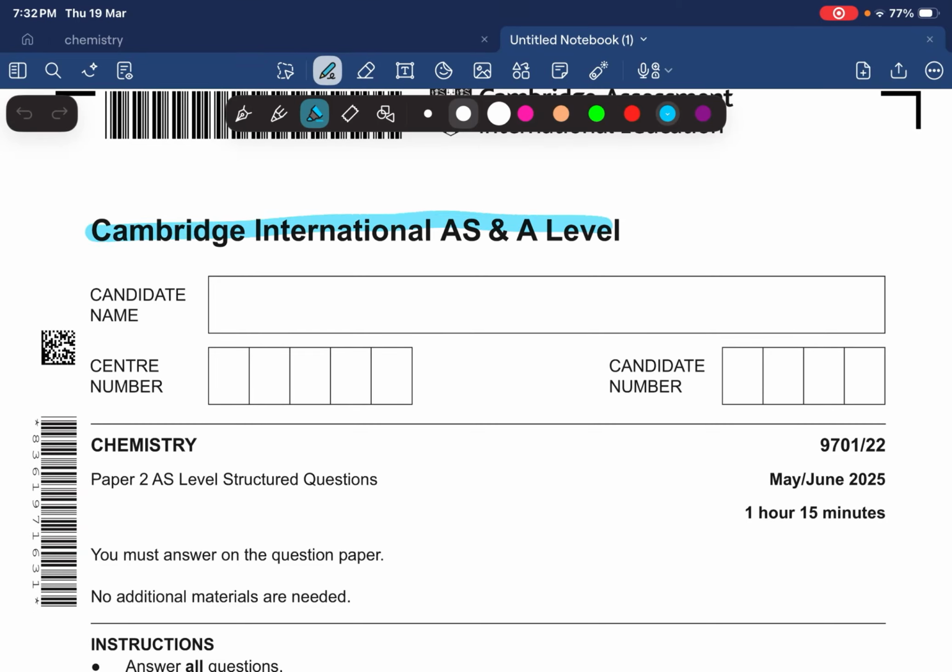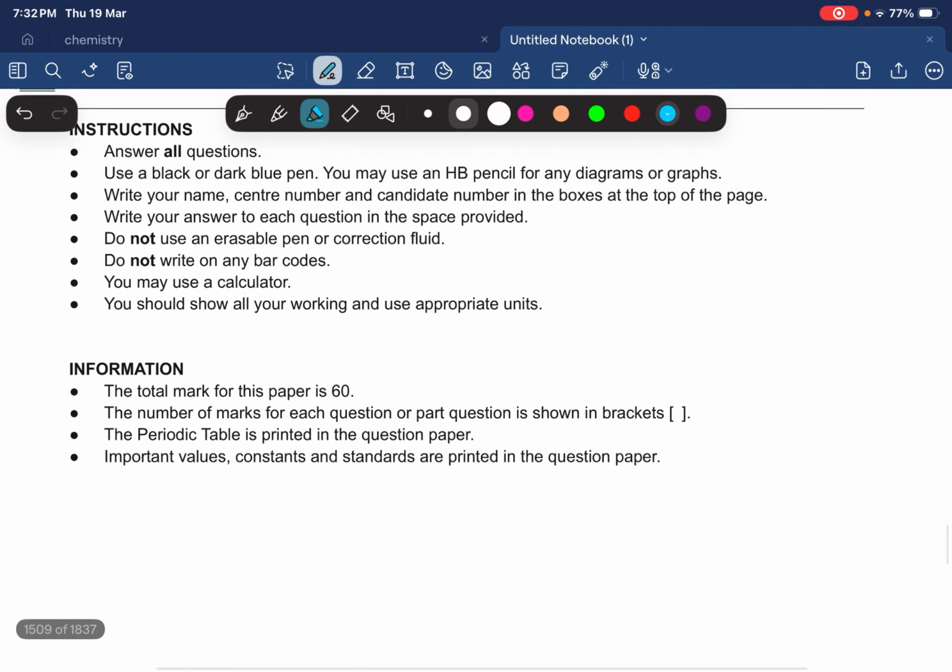Cambridge International AS and A-Levels Chemistry Paper 2 AS Level Structured Questions May June 2025 Paper 22 is what we're going to be doing today.